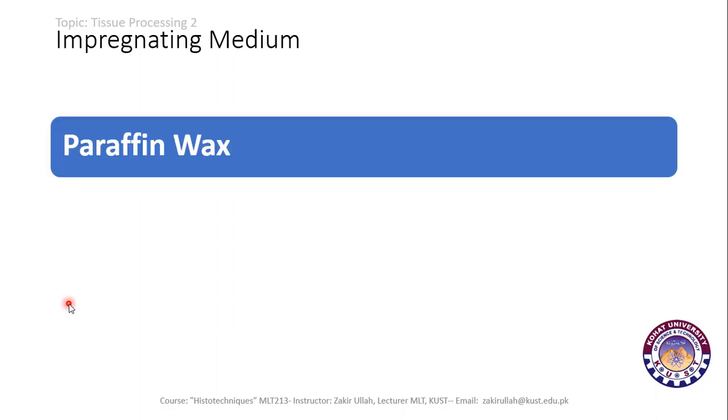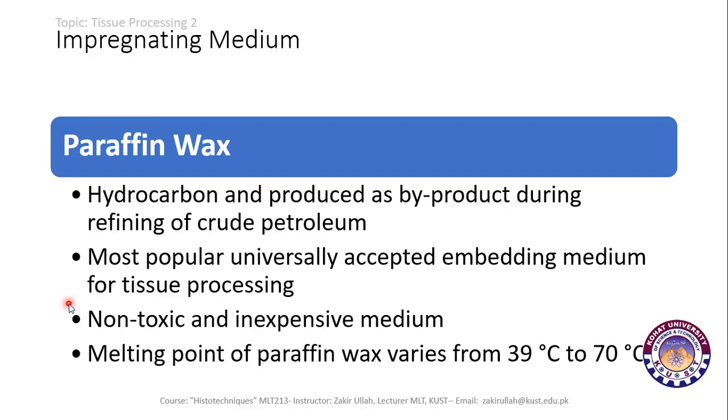The impregnating medium is the paraffin wax. It is the ideal impregnating medium that is used in the labs. This paraffin wax is basically a hydrocarbon, produced as a byproduct during the refining of petroleum. So crude petroleum is processed and refined, and as a result of that refining we get this paraffin wax, which is the most popular, universally accepted embedding medium for tissue processing.